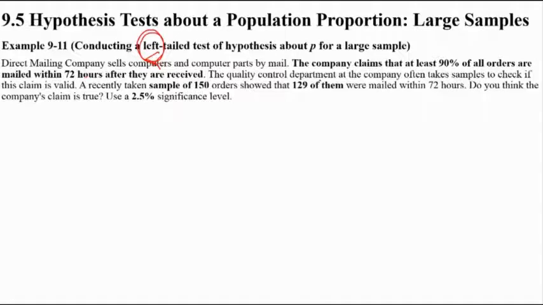This company, so what's the claim? Oh, they mentioned the claim. Good. The claim is that at least 90% of orders are made within 72 hours of mailing. The sample size is 150, and we have 129 over 150 as the sample proportion. So then here, the significant level is 2.5%, right?